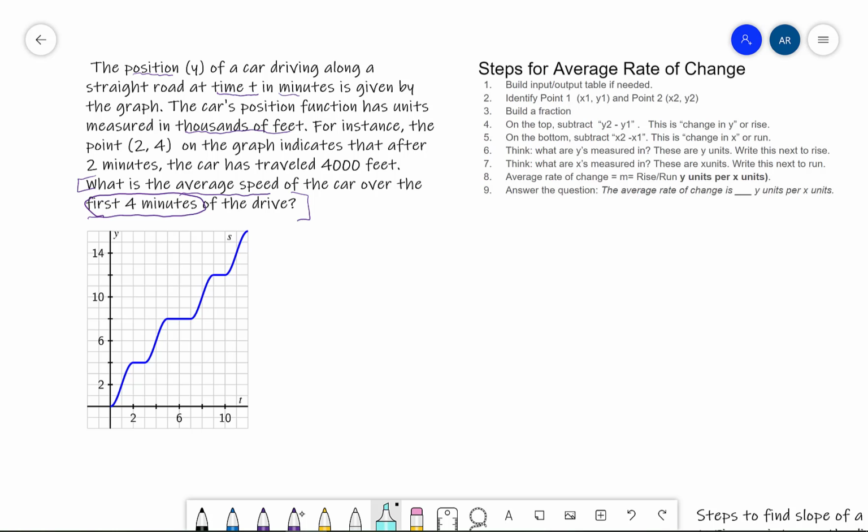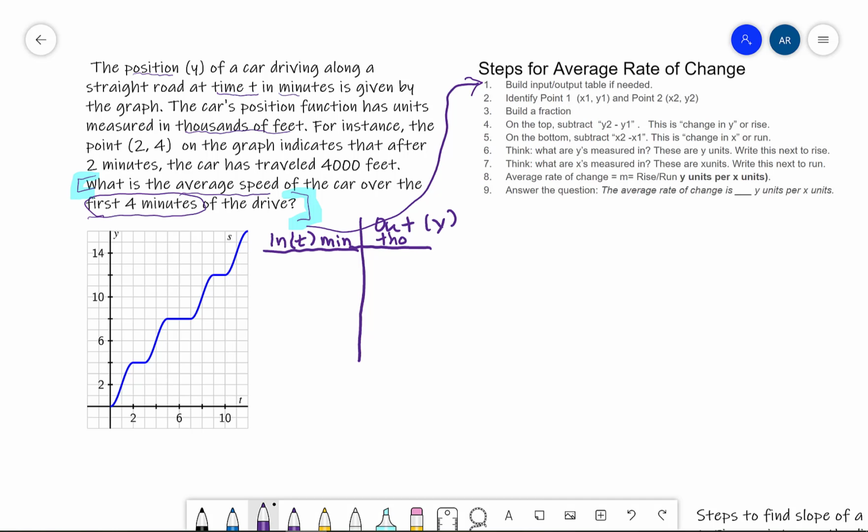I've annotated the problem a little to remind us what we're really looking for, and here I'm going to highlight that question. Let's go through the steps for how to find the answer to our problem. Because we're working from a graph, we're going to want to build an input/output table to help us keep track of what we're looking at. My inputs are measured in t, in minutes, versus my outputs, which are y's, measured in thousands of feet.